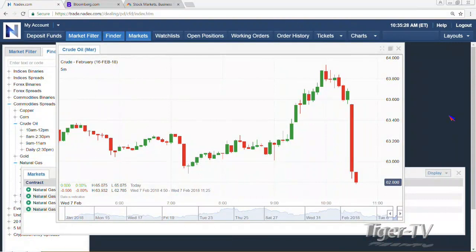Pretty cool. Just for a quick second, we'll jump back to oil only 5 minutes after the news came out, and already 62.82. Quite an acceleration. Again, we were at about 63.60 right before the news came out.